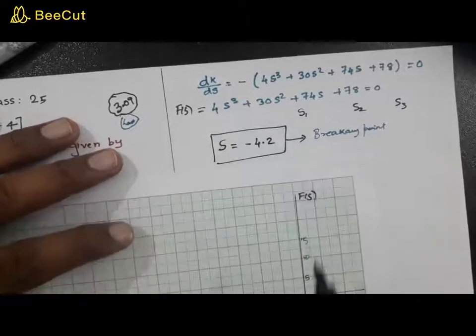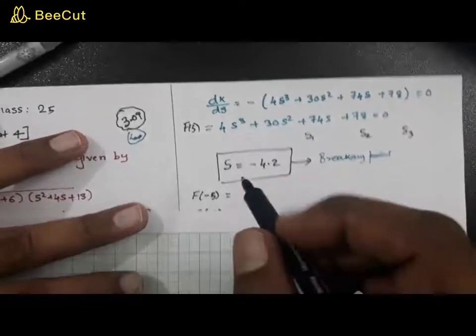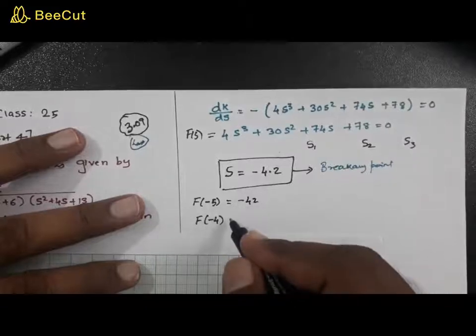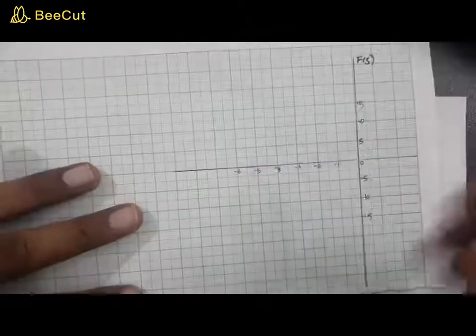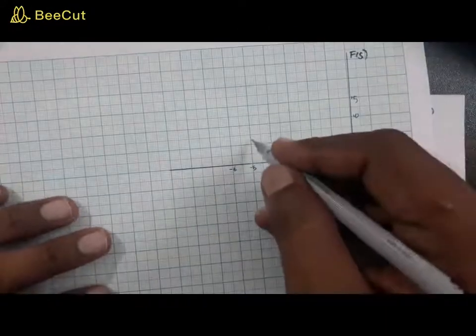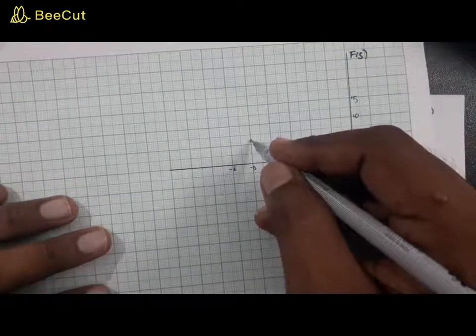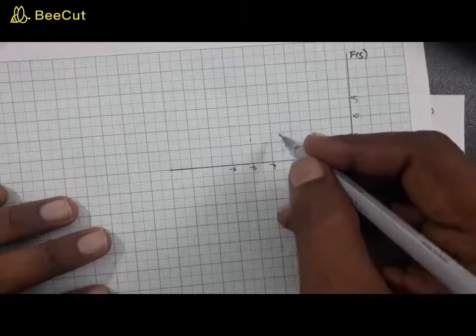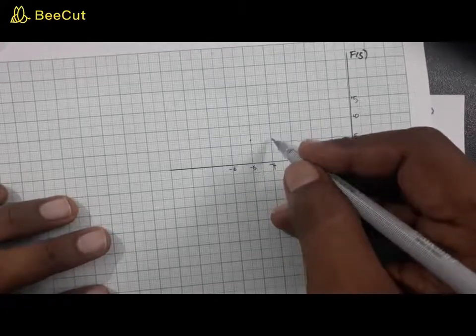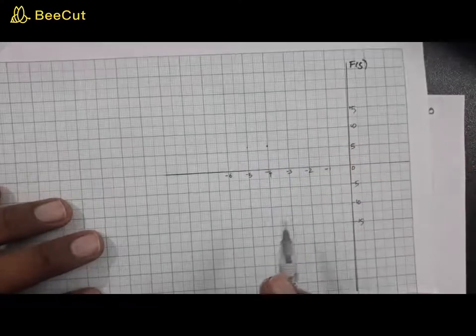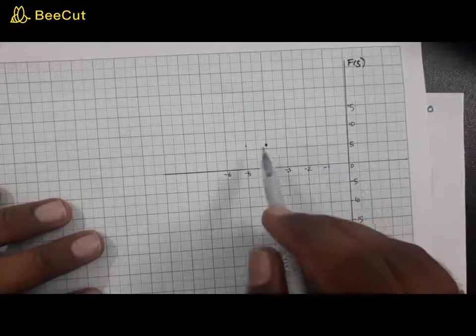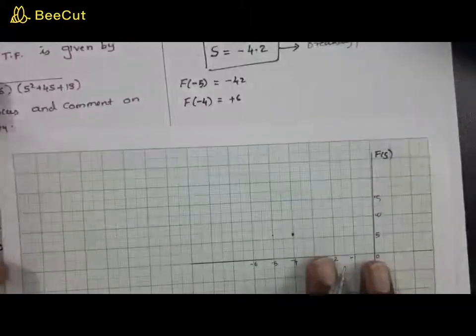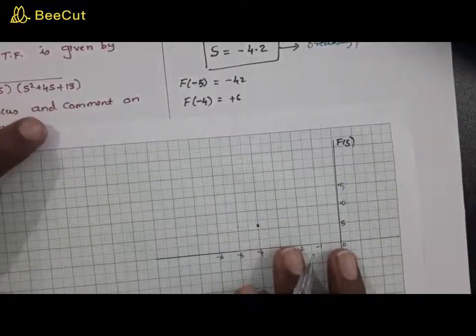Okay, now when you substitute f of -5, you're going to get -42. F of -4, when you equate, you will be getting +6. So look at this, at -4 this is going to be +6, right? So these are 2 points. So this will be 6 at -4, right? At -4 it will be 6. So this is the point corresponding to -4. At -4, you will be having f of -4 equal to 6.